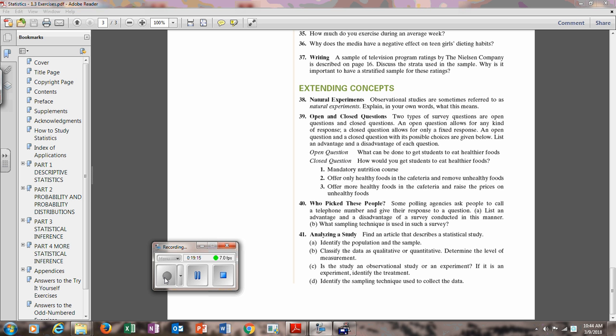Number 41, not going to have you do that. But I am going to have a lesson about articles and statistical studies and the way that newspapers, magazines, and news programs all try to skew the data in order to make it fit whatever they're trying to say. All right, let's go back to the random number generator.